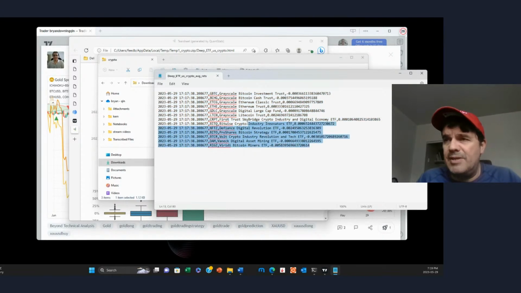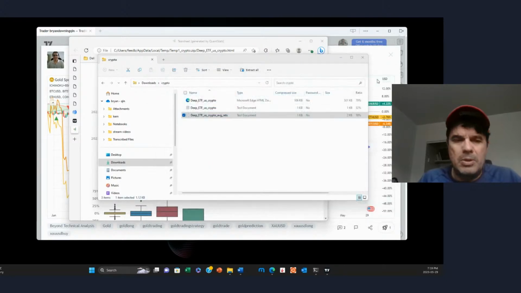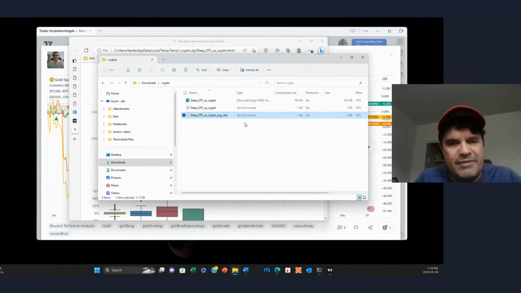But when it comes to these types of ETFs, here we have Valkyrie Bitcoin Miner, Digital Asset Miner, Crypto Industry Revolution, Defiance Digital Revolution, Skybridge, First Crypto Industry. So those are the type of ETFs. And look here, you have the Grayscale Digital Large Cap with a negative return. Okay, so some are profitable, but the only one worthwhile to hold is the Litecoin one. That's it. All the other ones are just all over the place.